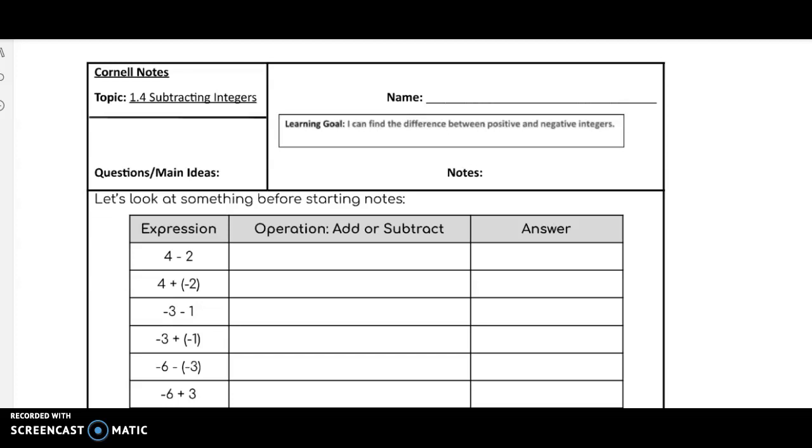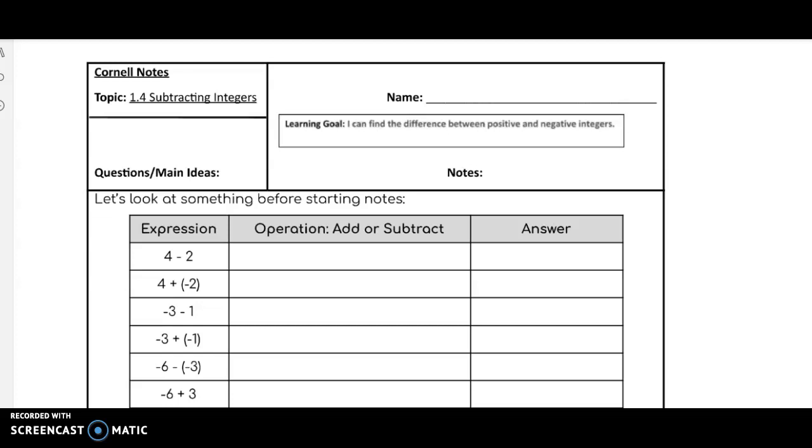All right, so we are starting topic 1.4, subtracting integers. Our learning goal: I can find the difference between positive and negative integers. So we know that integers mean positive and negative whole numbers. And that means now, instead of adding them, we are starting that subtraction.